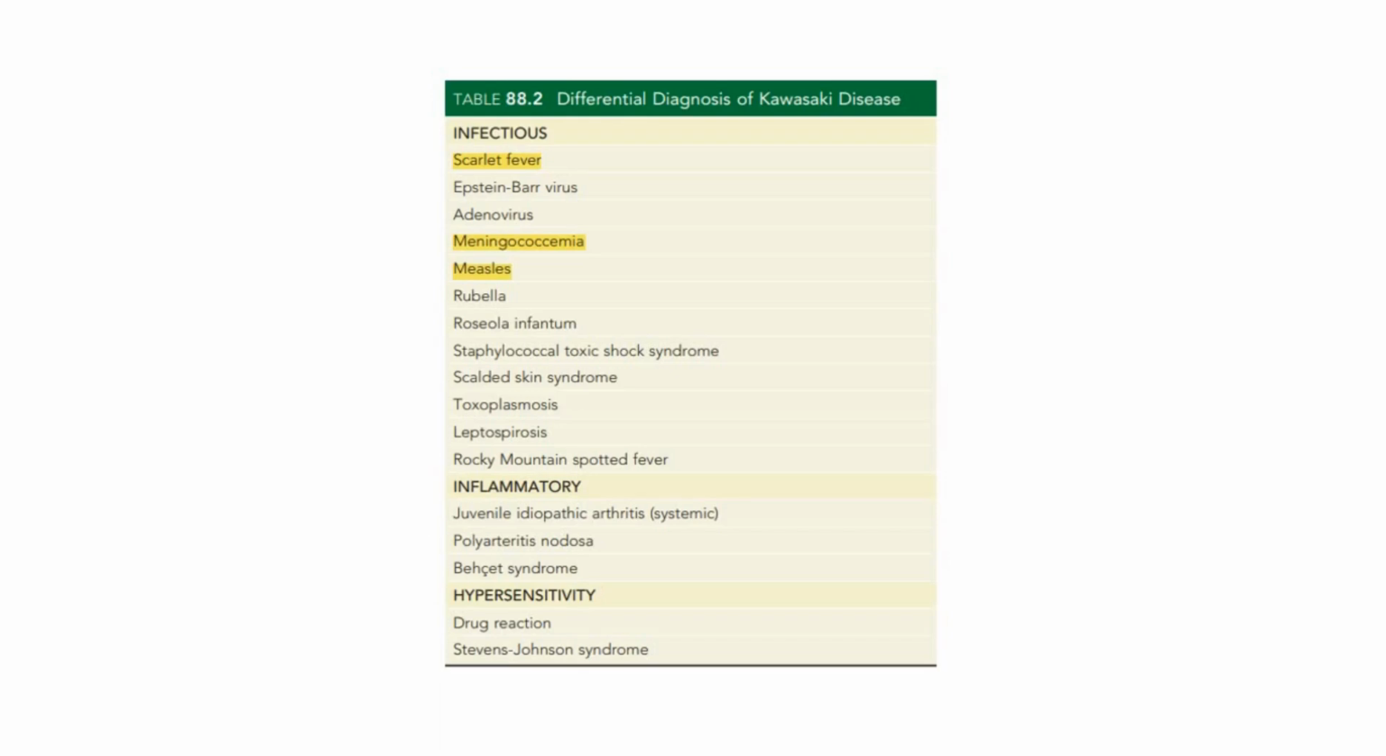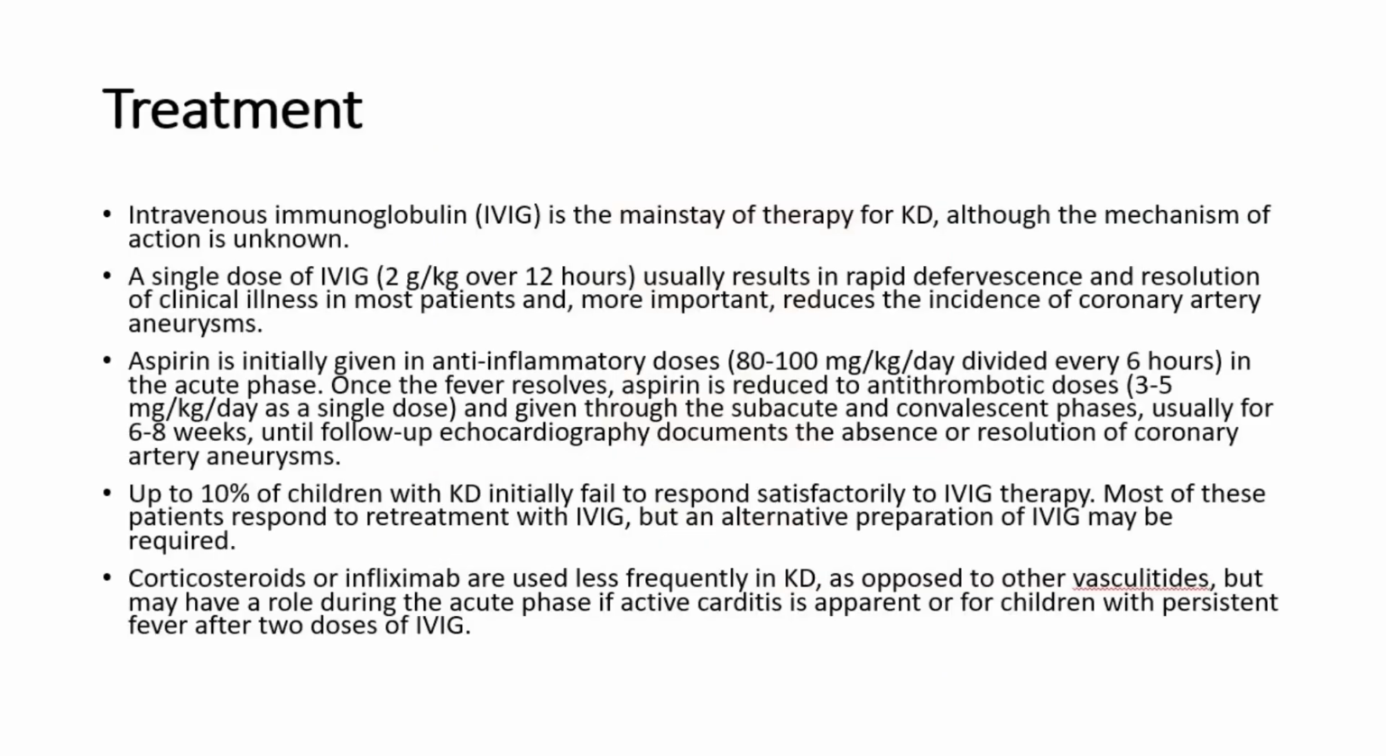For treatment, intravenous immunoglobulin, IVIG, is the mainstay of therapy for KD, although the mechanism of action is unknown. A single dose of IVIG, 2 grams per kilogram over 12 hours, usually results in rapid defervescence and resolution of clinical illness in most patients. And more important, it reduces the incidence of coronary artery aneurysms.